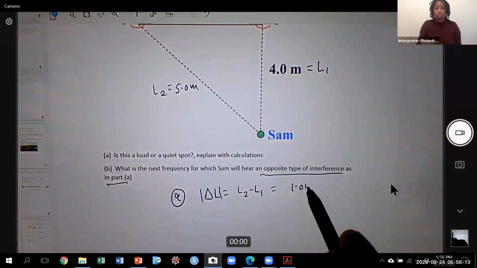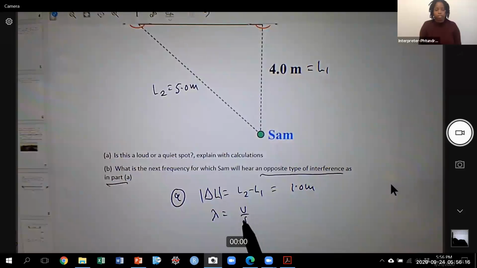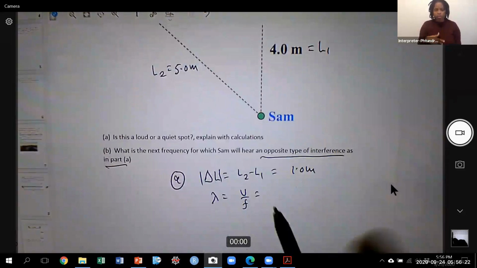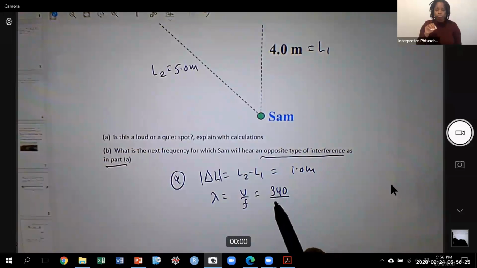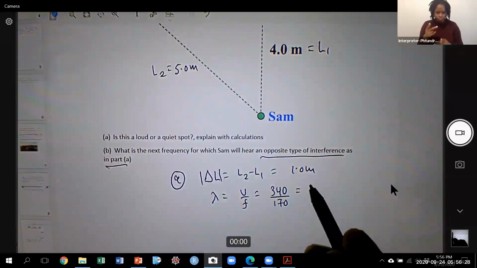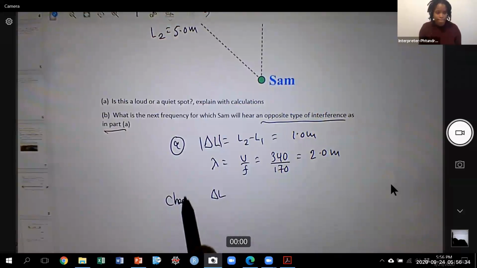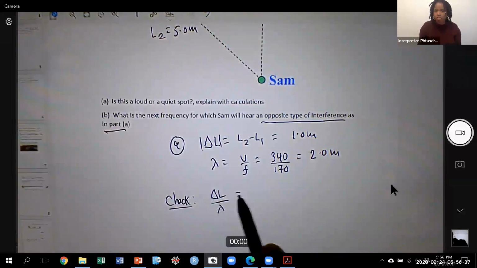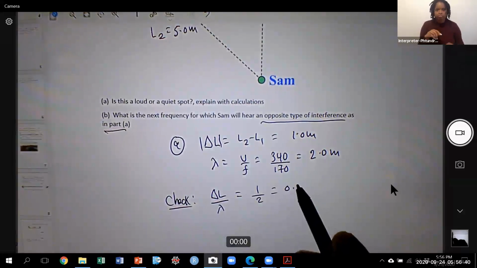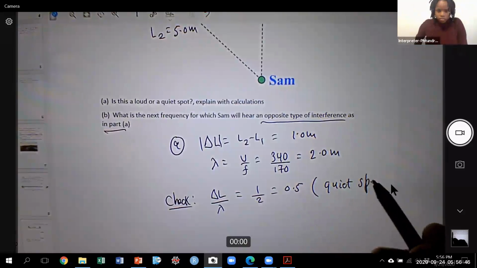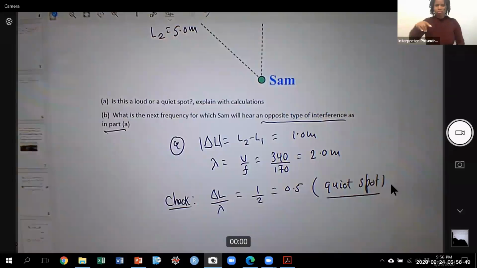So 1 meter. And lambda is V over frequency. If you are not directly given the lambda, you can find that out. It's going to be 340 divided by 170, which is 2. Now you have to check the ratio: delta L over lambda is 1 divided by 2, which is half. So again, this is destructive interference. This is a quiet spot. Even if both speakers are on, Sam will not hear any sound or very little sound because of cancellation.